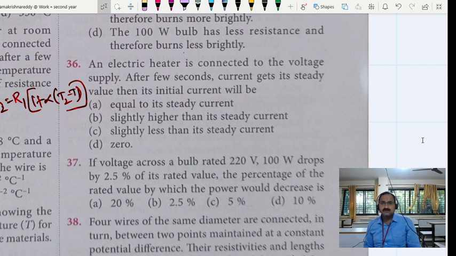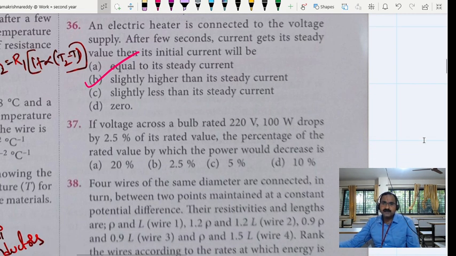When it is connected to the power supply, the temperature increases and the current also changes. It is highest at first, then it reaches a steady value. Heat will be produced there, as you already know. Temperature is changing, which means resistance is also changing. Temperature increases, so resistance also increases. Resistance increases means the initial current value is compulsorily decreasing until it reaches a steady value. That is what they are asking: slightly higher than its steady current. That is the second option only.